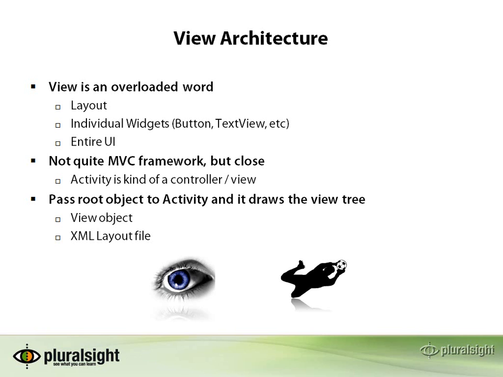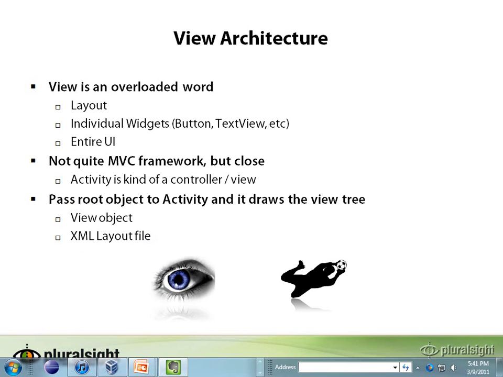And then one thing we should talk about is how the activity draws the view. There are basically two ways you can design your interface. You can use a view object and programmatically construct a layout and add buttons to it and whatnot, or you can pass an XML layout file to your activity and it will draw that. That lets you declare an XML file that describes your view. Of those two methods, I would highly recommend using the XML layout file.